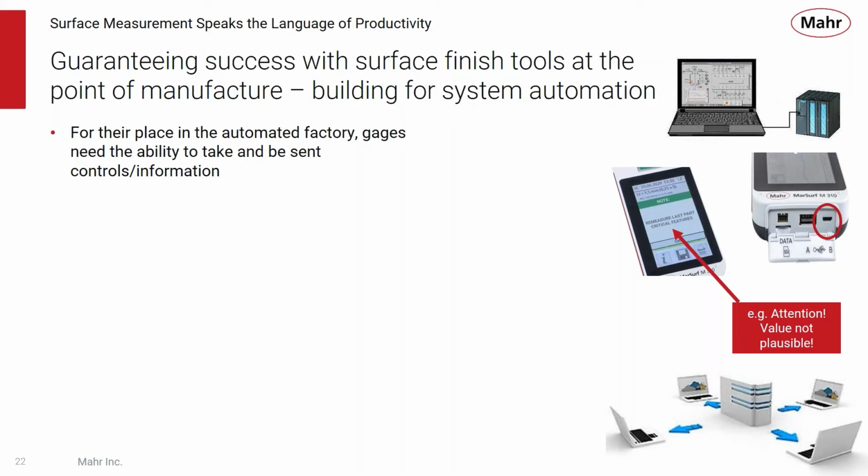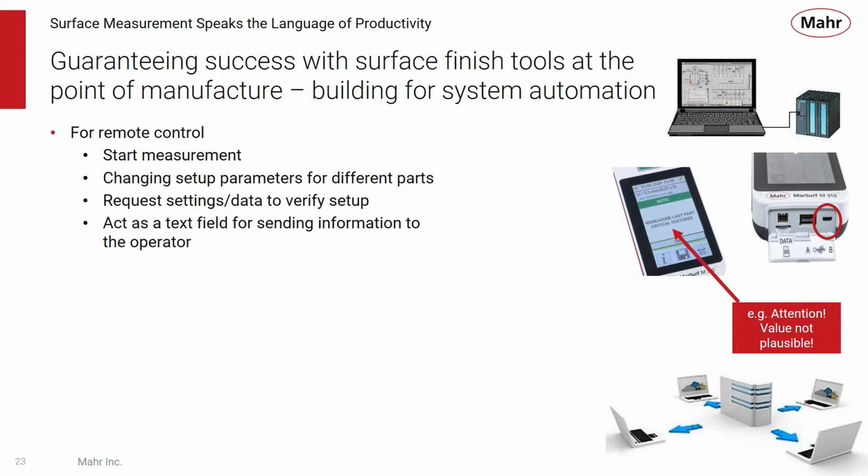Now, another important thing is the ability to start thinking about controlling and making the measurement equipment, the surface measuring equipment, an active part of the measuring process. So in an automated factory, we can have the gauges be intelligent enough that they can take data and be sent controls and functions remotely. So we can build interfaces into the surface finish measuring tools to help do that.